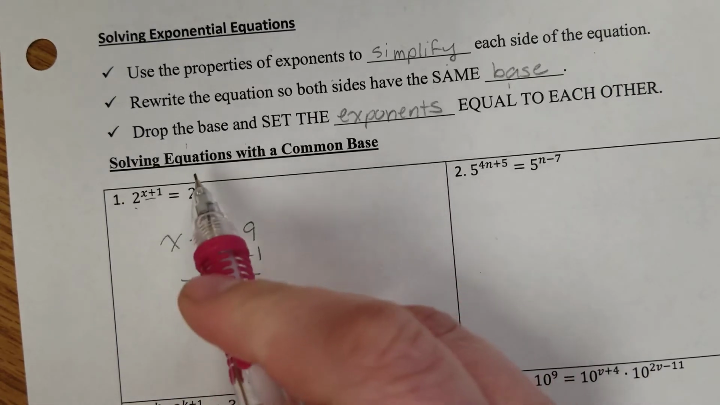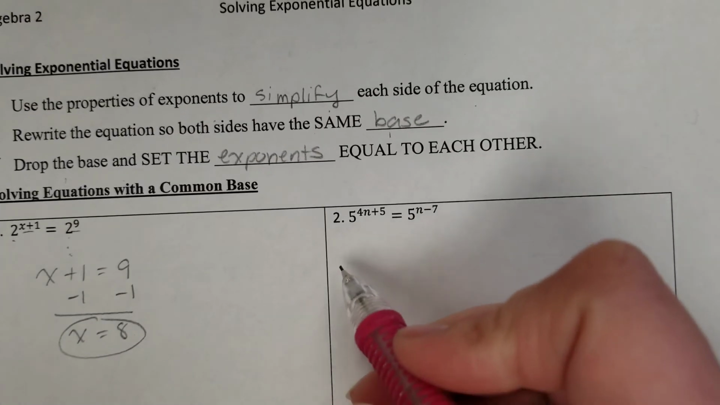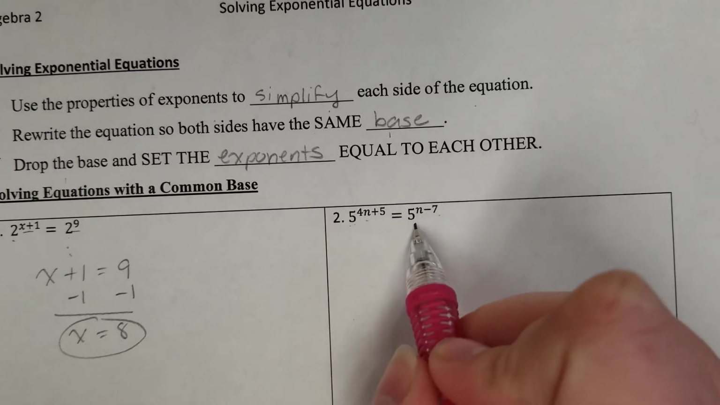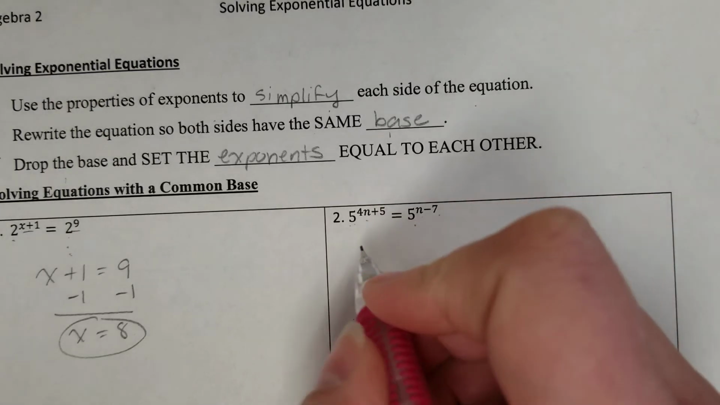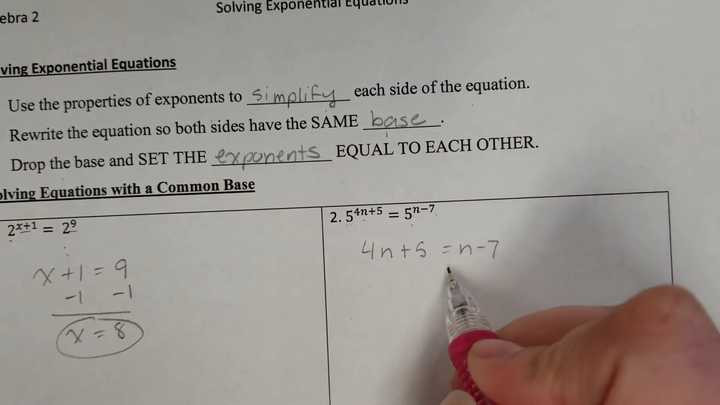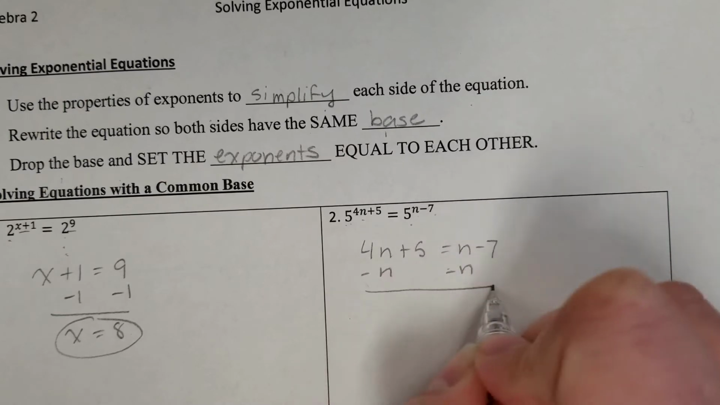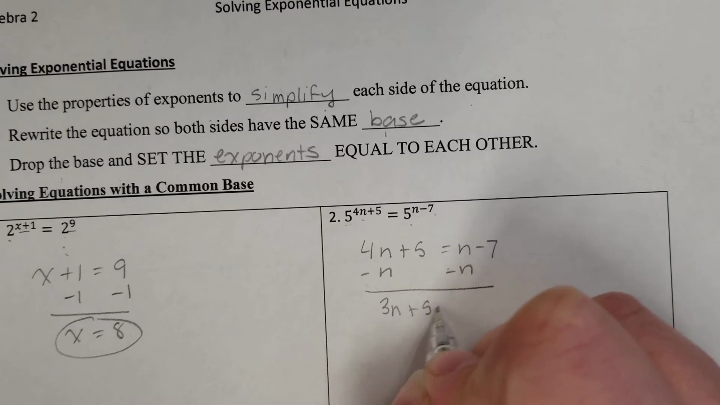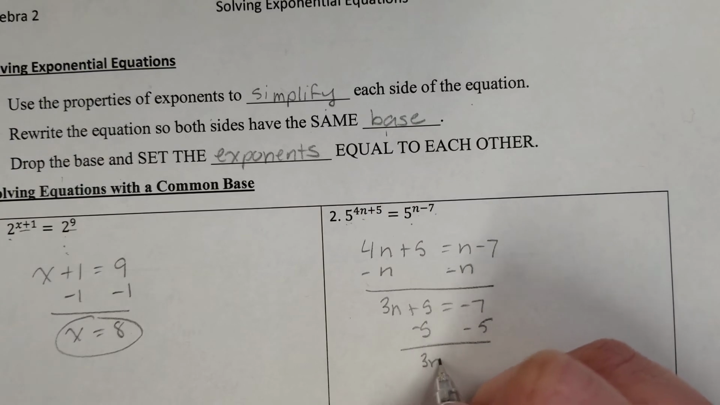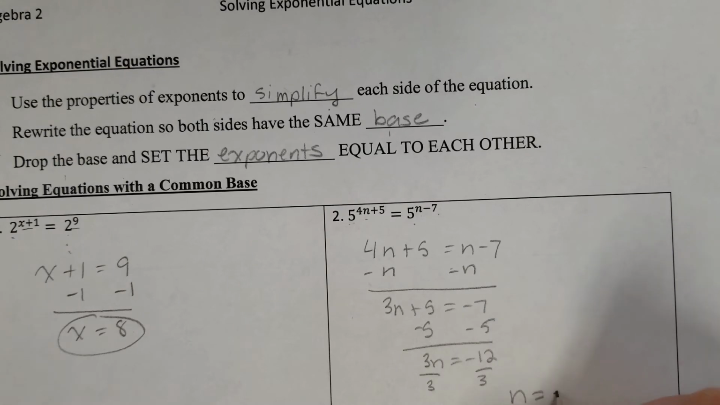This is just a simple one to kind of show you what we do once the bases are the same. So for number 2, we have 5 to the 4n plus 5 equals 5 to the n minus 7. We have a base of 5, and there's 1 on each side, so we can just go ahead and set 4n plus 5 equal to n minus 7. And then we're going to solve this equation. So we're going to subtract n from both sides, and so we have 3n plus 5 equals negative 7. And then subtract 5, so that we have 3n equals negative 12, and then divide by 3. So n equals negative 4.